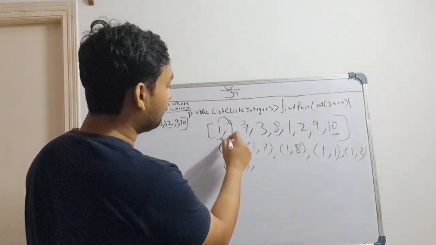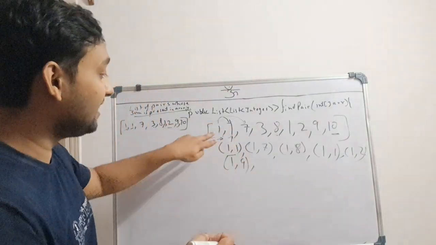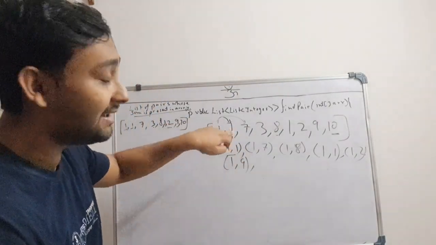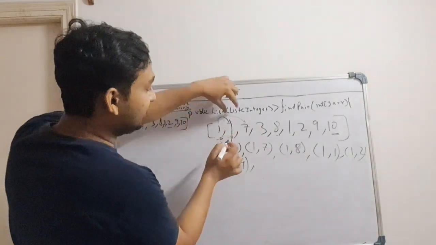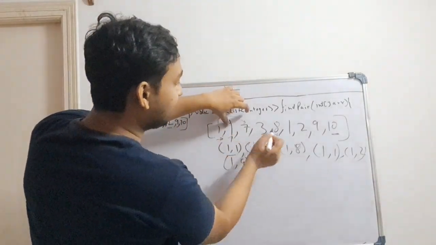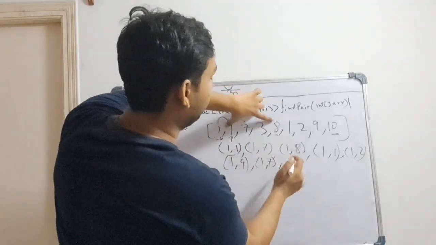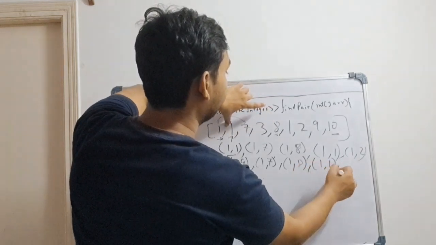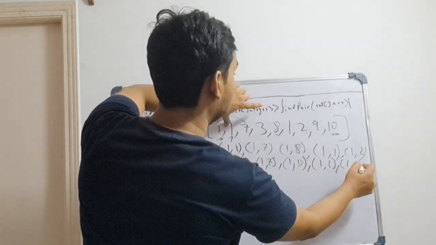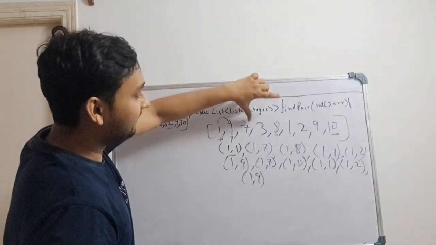Now I will shift here. My pointer will shift to the next index. I have already checked with the first index, now I will check with the second index, which is my next index value. Then I will check 1 with 7, 1 plus 7 is 8. Then 1 and 7, then 1 and 8, then 1 and 1, then 1 and 2, then 1 and 9.